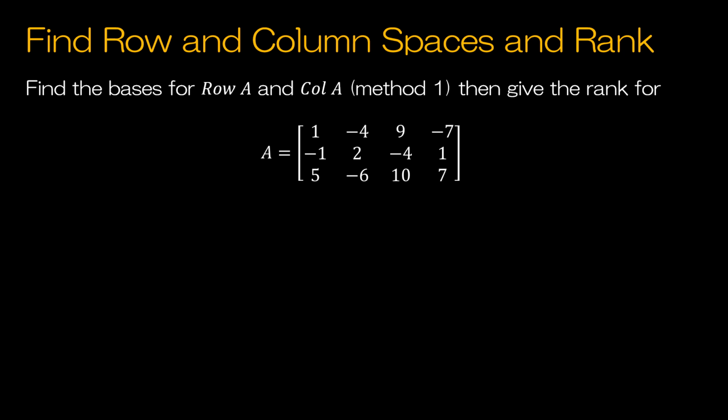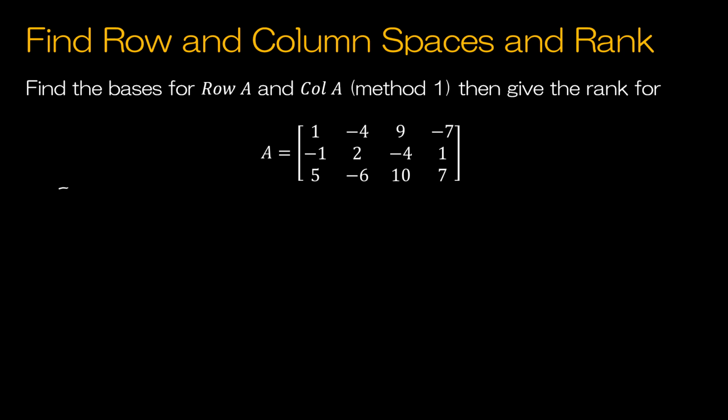So we're trying to find the basis for the row space of A and the column space of A, and then give the rank. We're going to do the math first, and then before we go on to the next slide, we're going to make sure we understand the difference between row A, column A, and the basis for row A and column A. So let's start by just doing the math, which is to do the row reduction.